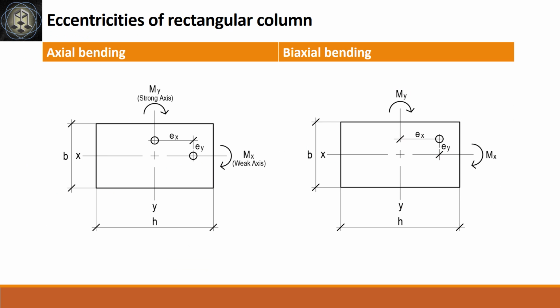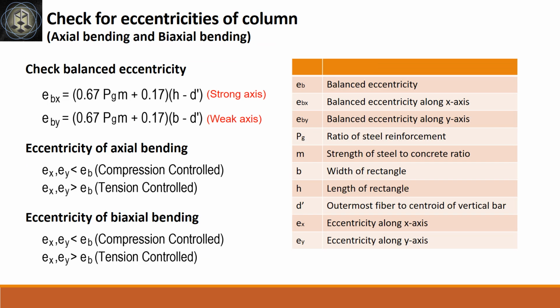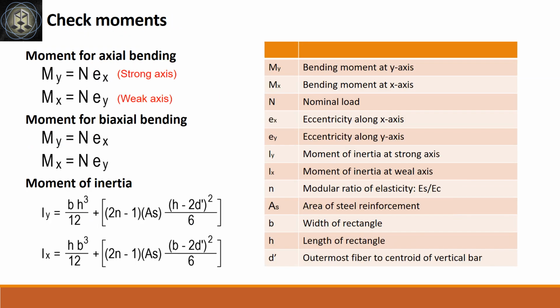These are sections of rectangular columns with eccentric forces acting upon it. Check the balance eccentricities of the column section and determine whether the design eccentricities required on a single x-axis or both x and y-axis are compression controlled or tension controlled. From the nominal load and eccentricities, solve the moments for axial bending or biaxial bending design and get the moment of inertia of the axis required for our design.